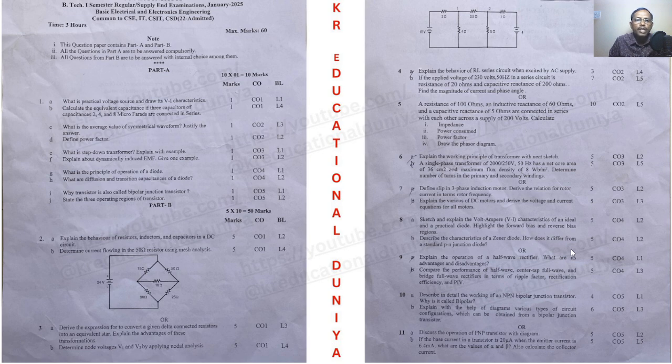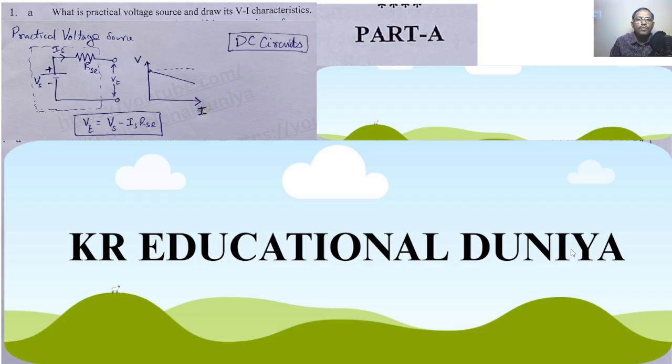First we are going to see short questions, which contain 10 short questions and 5 long questions of internal choice. In the 5 long questions we'll be seeing the problems. First question in Part A, short questions, comes under the DC circuits unit. What is a practical voltage source and draw its VI characteristics?